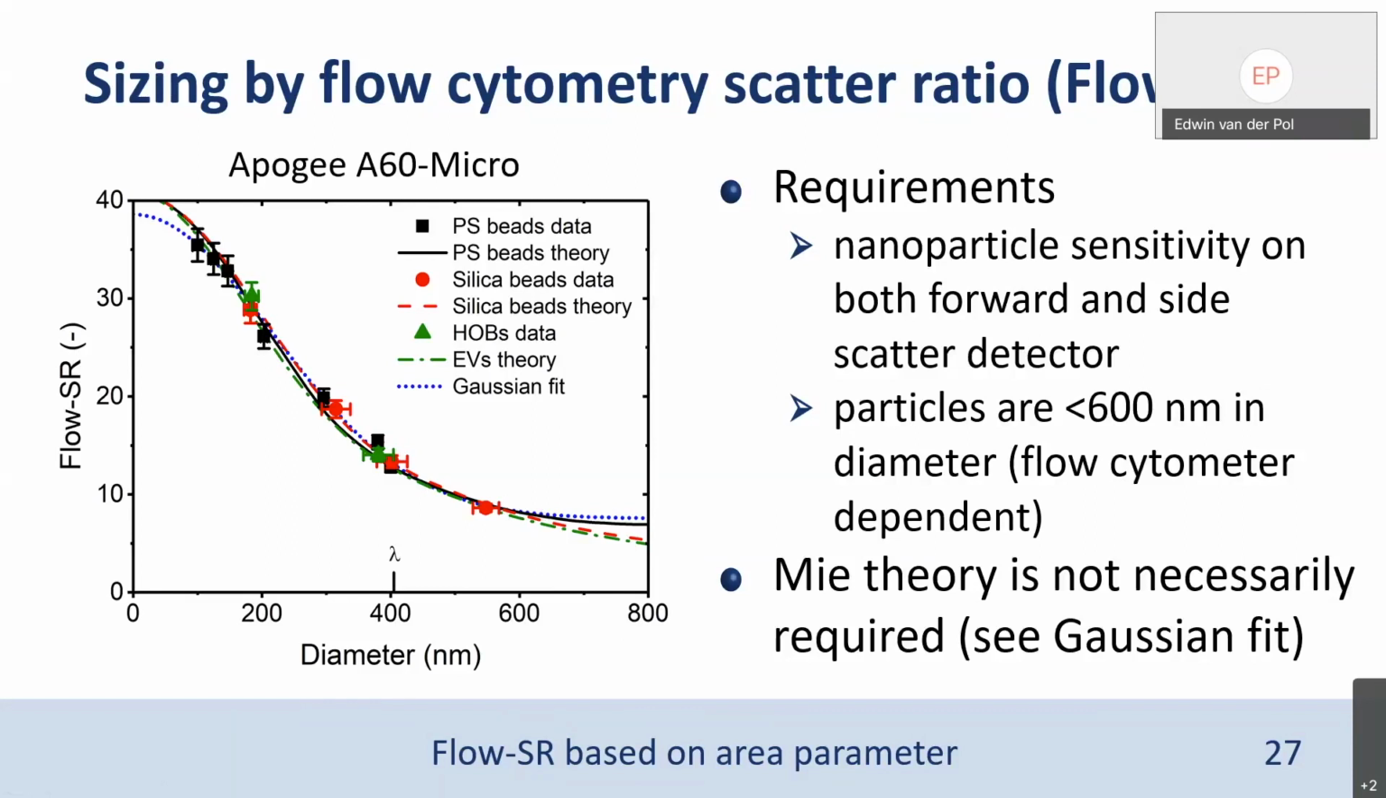The Gaussian fit doesn't tell you this, so if you want to know the maximum size for your flow cytometer with which you can apply flow SR, you need to do some reviewing. For an image stream, does an image stream measure forward scattered light? I think not. No, it does not. So without forward scattered light, it would become difficult.